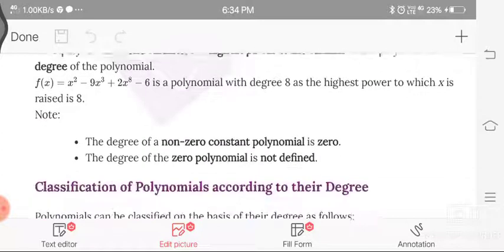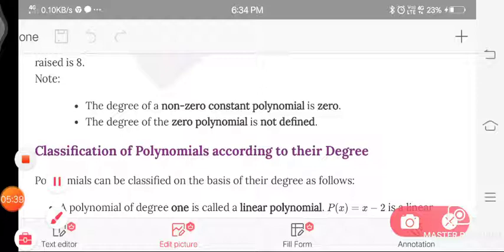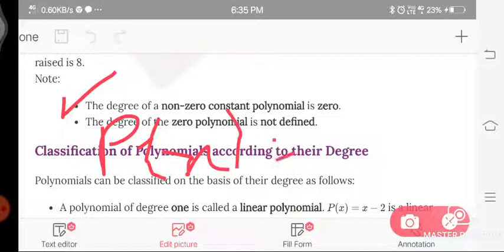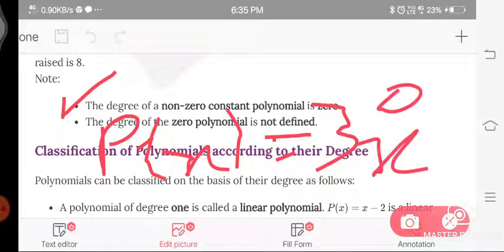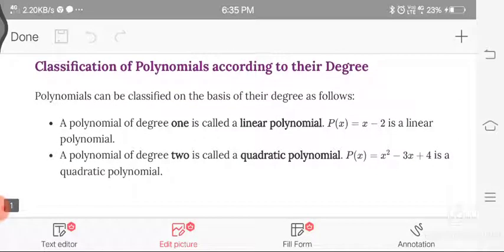So note some things. Notes: the degree of a non-zero constant polynomial is 0. It means the degree of a constant polynomial like p(x) = 3 is 0, because here the degree of x is 0. The degree of the zero polynomial is not defined.